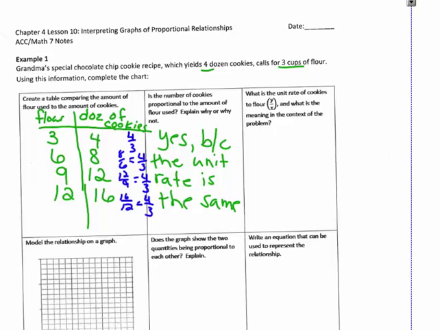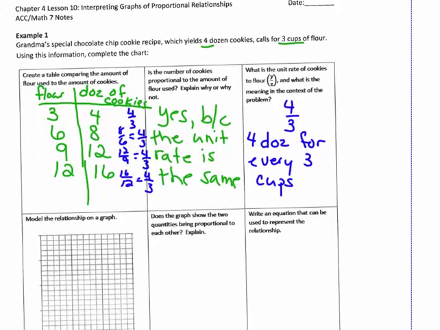What is the unit rate of cookies to flour? Well, we just figured that out. 4 over 3. And what is its meaning in the context of the problem? It means 4 dozen for every 3 cups of flour. All right, that's what that means.